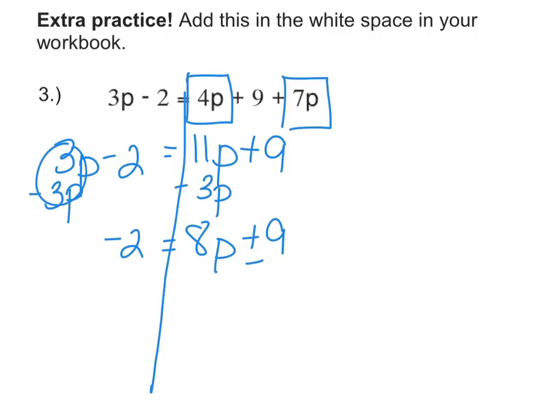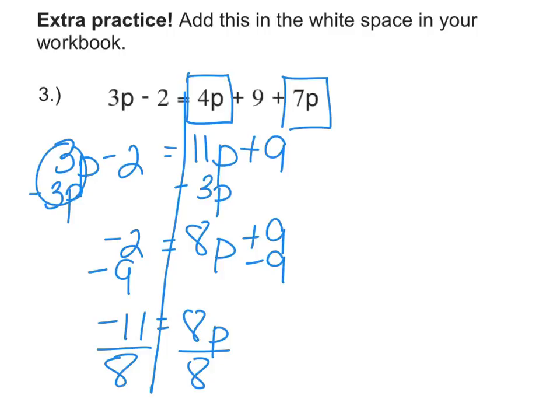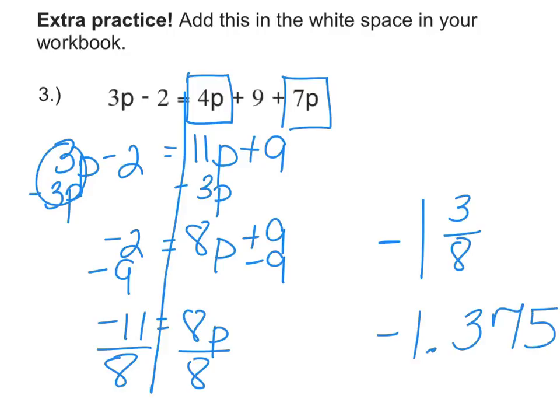Okay, let's move the 9 over. So I get negative 11 equals 8p. And then I need to divide by 8. Now I hope you can see this is not going to be a whole number. A negative divided by a positive is a negative. 8 goes one time into 11 evenly with 3 left over, and it all goes back over 8 always. If you used a calculator, and you probably did, I'm not mad, when you divide 11 by 8, you get negative 1.375 as your decimal answer.